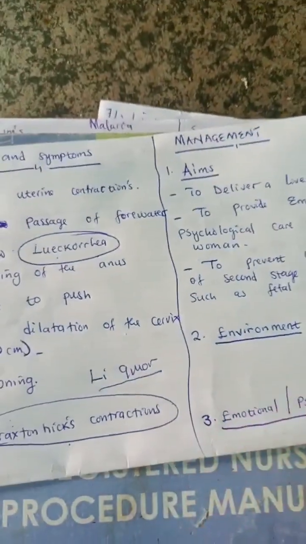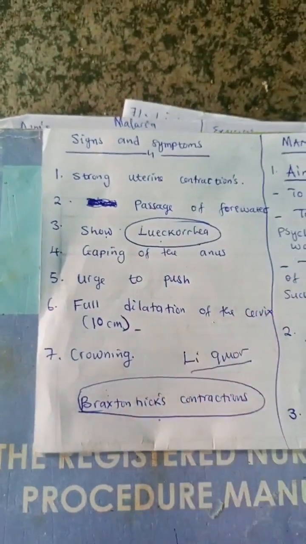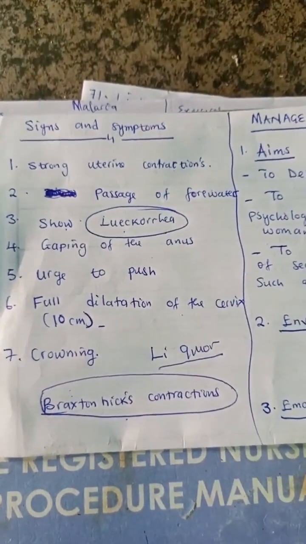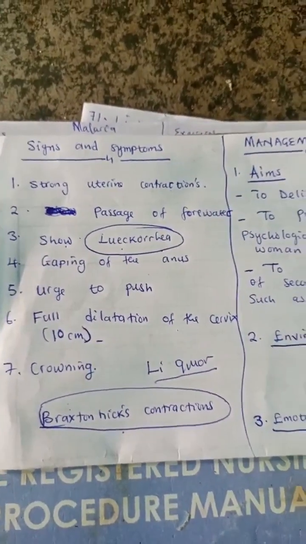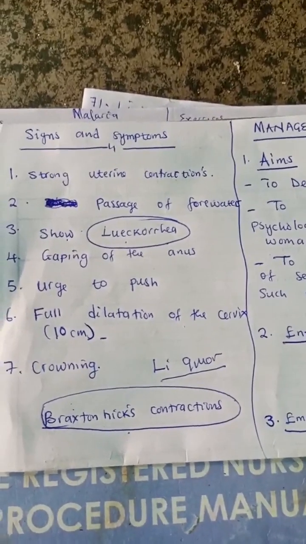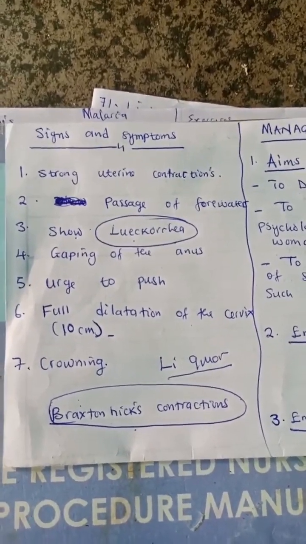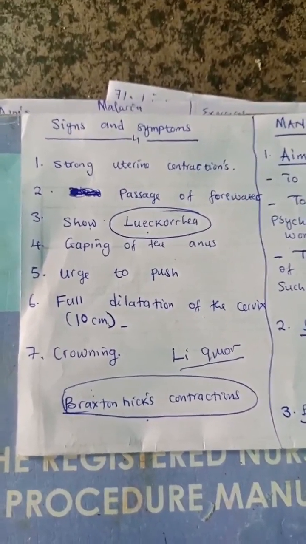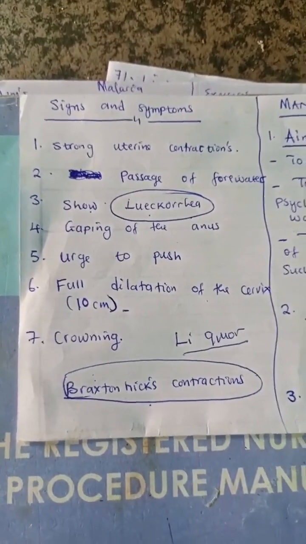Then number 7 is crowning. So crowning, this is just when you see the presenting part of the baby at the vaginal orifice, or you see, okay, the head is now on the opening of the vagina. That's also another sign and symptom of what? Second stage of labor.